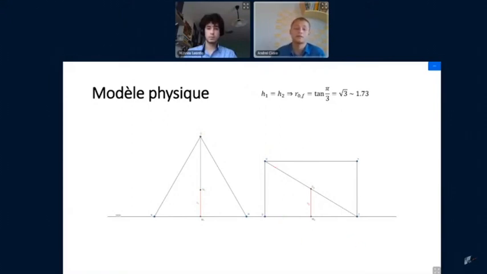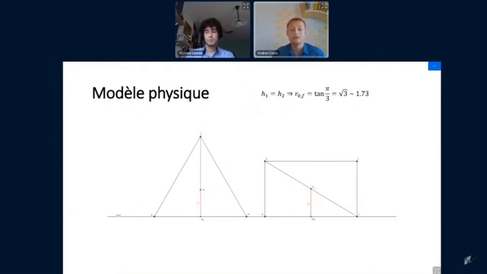Now, since the potential energy is proportional to the distance between the center of mass and the table on which it stands, it means that for the two to have the same potential energy, the distances have to be the same. We name them H1 and H2. So H1 has to be equal to H2, which after some geometric manipulation means that the ideal ratio R0 would be tangent of pi over 3, which is the square root of 3, approximately 1.73.